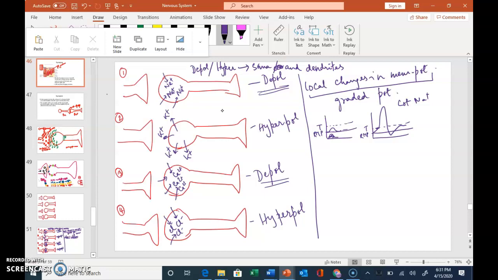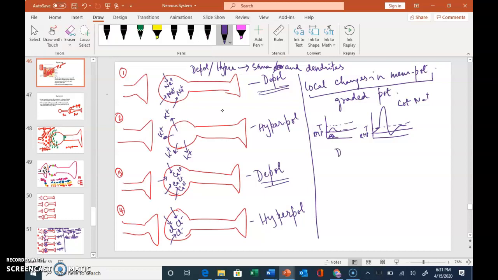Or maybe the graded potential is not strong enough and you have just a little bit of positive charge flowing in, a small graded potential, and that's it. You won't get an action potential necessarily. Now, you only get action potential if the postsynaptic neuron is depolarized. So remember, local depolarization will give you an action potential.